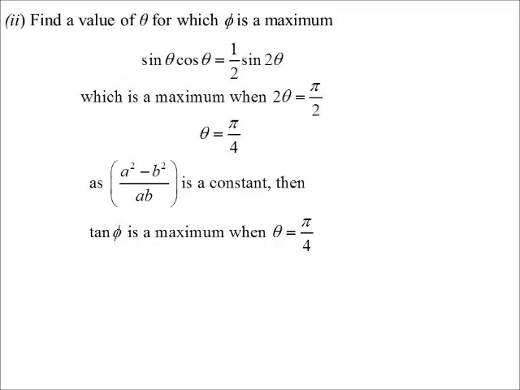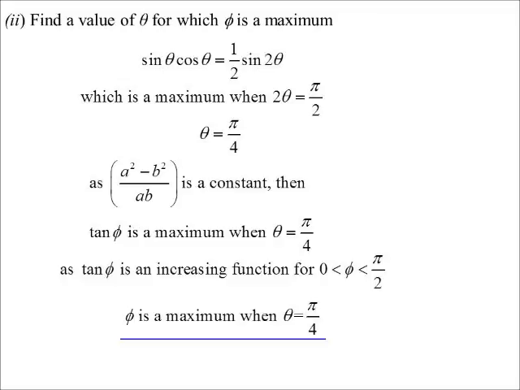So therefore, tan phi, which remember was (a squared minus b squared) over AB times sin theta cos theta, must be a maximum when sin theta cos theta is a maximum, because the other part's a constant. So again, that must happen when theta is pi on 4. As tan phi is an increasing function, phi is also a maximum. Now, why did I need to mention that?